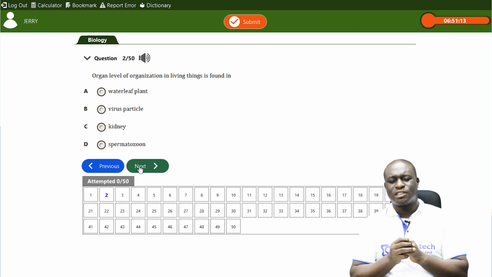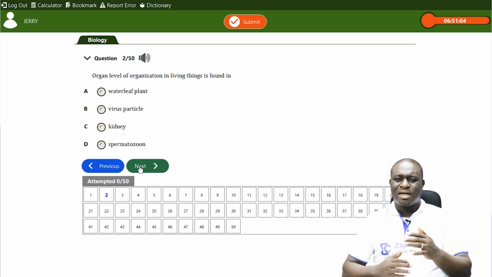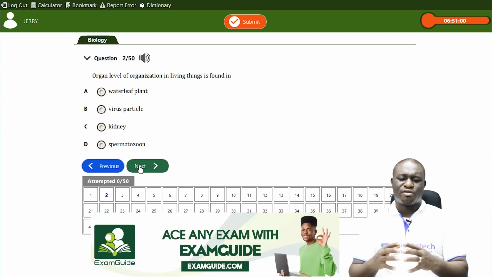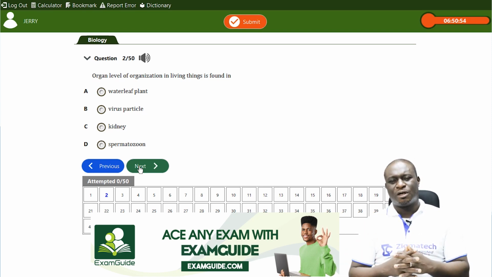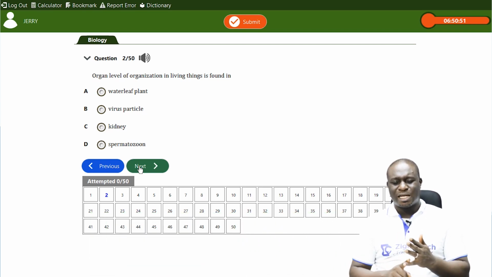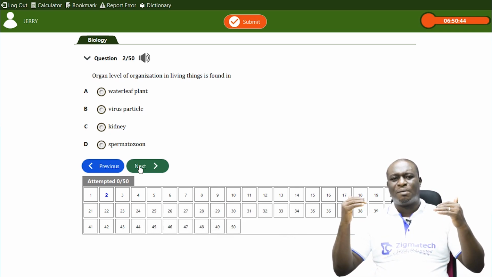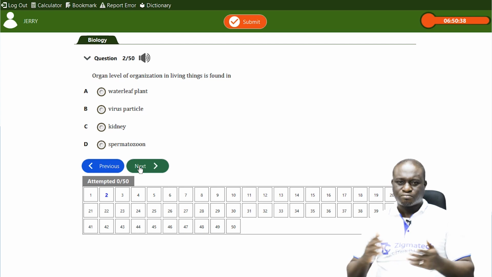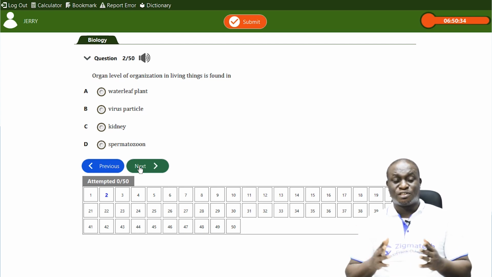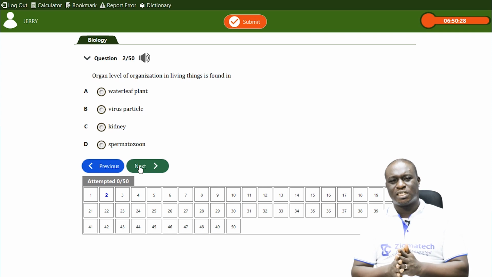Now, the third level of organization of life is the organ. An organ is an aggregate of similar tissues that carry out a particular function. Some examples of organs in plants are the stem, the roots, the leaves, and the flowers. These are organs that are found in plants. Organs found in animals include the kidney, the lungs, the skin, the heart, and so many other organs that are found in living organisms, mostly in animals.